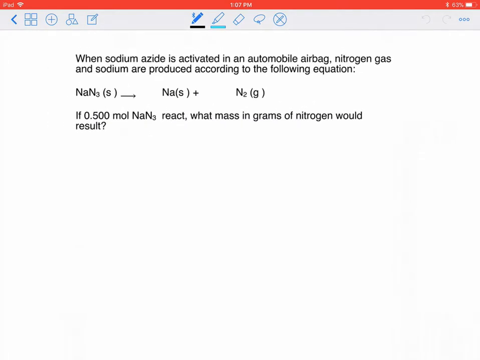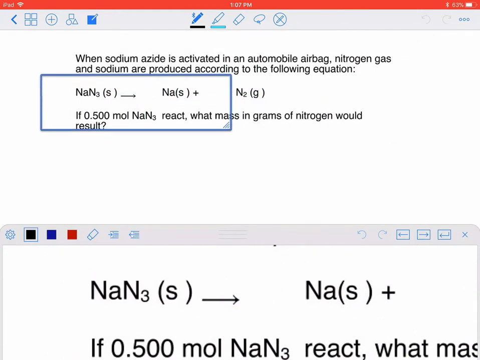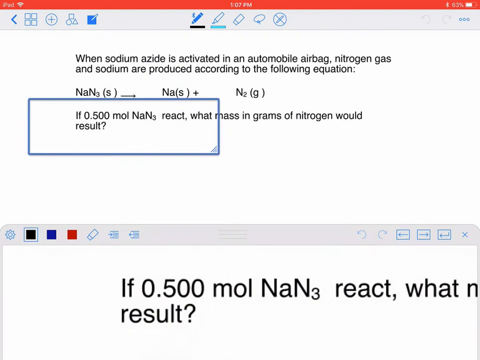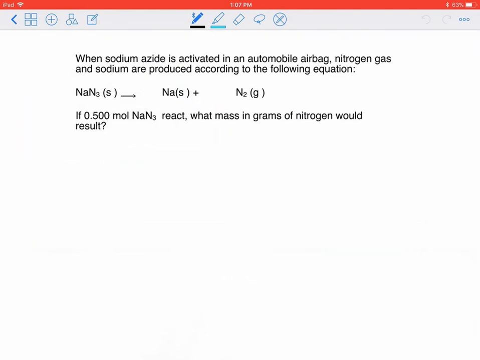We have sodium azide reacts to form sodium and nitrogen gas. This happens in airbags. This production of nitrogen gas is what inflates the airbag so you don't smack your face on the steering wheel. The question's asking: if 0.500 moles sodium azide reacts, what mass in grams of nitrogen would result? Here's my given compound. Here's my wanted compound. They are not the same.